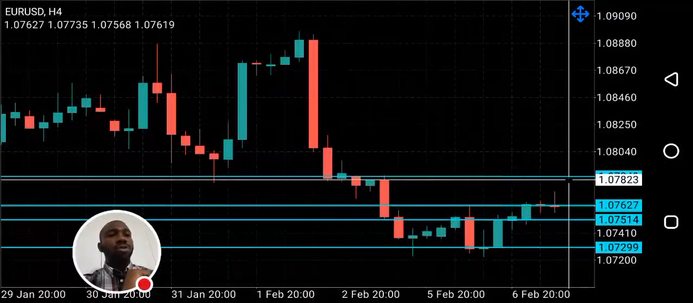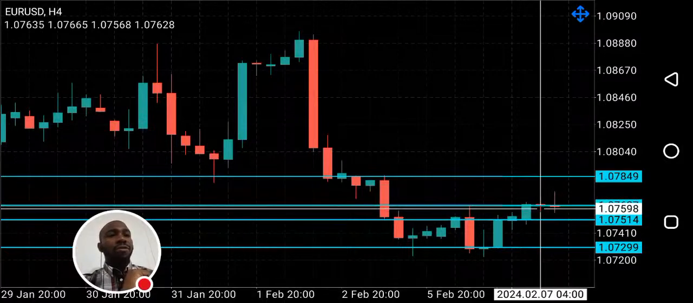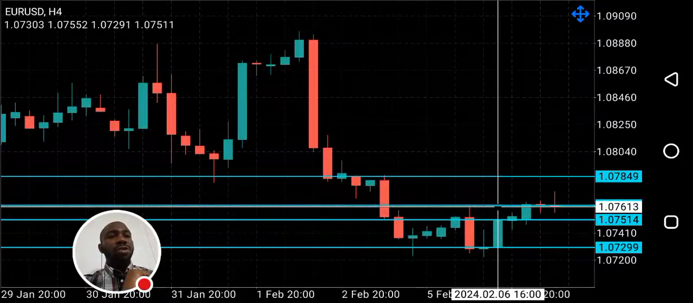You shouldn't wait for it to close above the high of the daily time frame. 4 hour is okay. If a candle still closes above the high of this candle on 4 hour, you can take a buy on Euro USD. I hope that is clear.